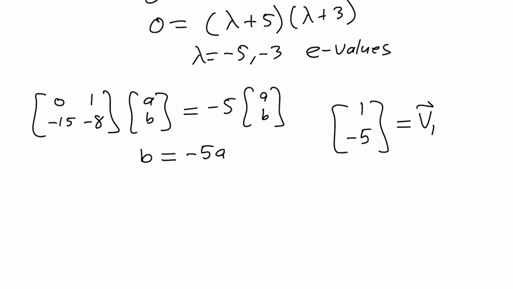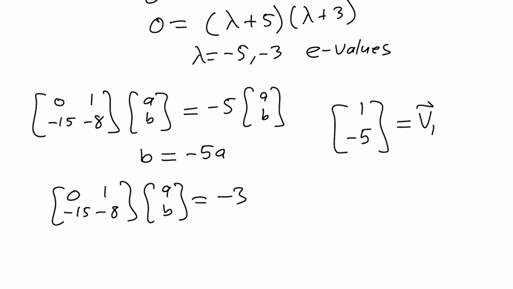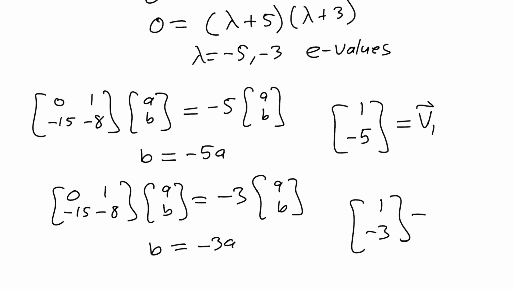All right, and similarly, if we solve the same problem with the other eigenvalue, negative 3, then that top row is just b equals negative 3a, and so 1, negative 3, that'll be eigenvector 2.